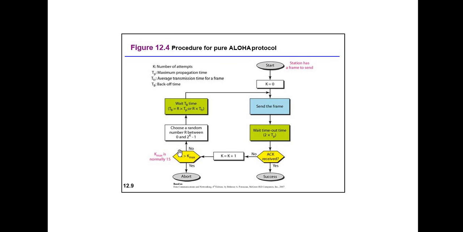If the attempt count is not equal to 15, choose a random number R between 0 and 2 power K minus 1. K is incremented by 1, so K equals 1, meaning between 0 and 1. Choose a number, either 0 or 1, then wait for the backoff time period TB and retransmit the data. This continues until the data is successfully transmitted.